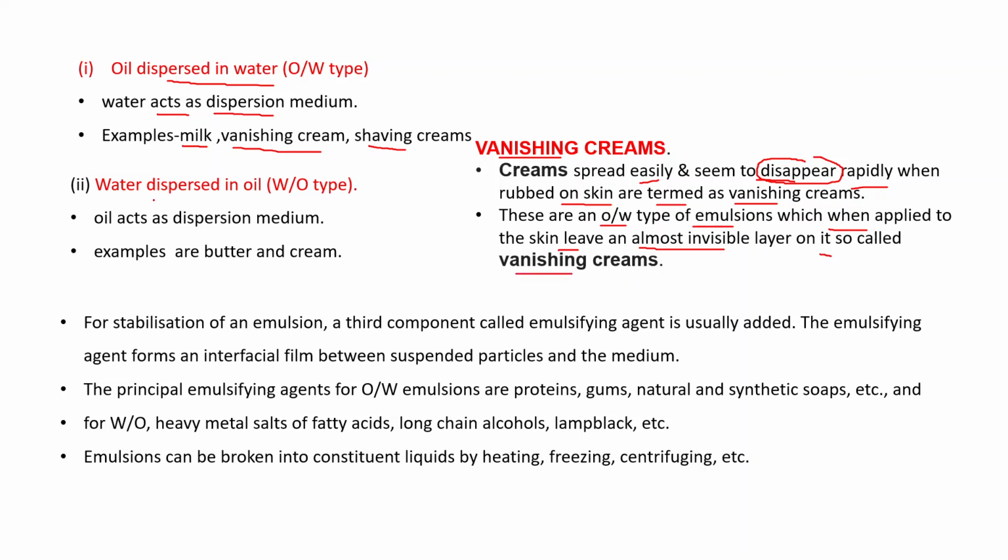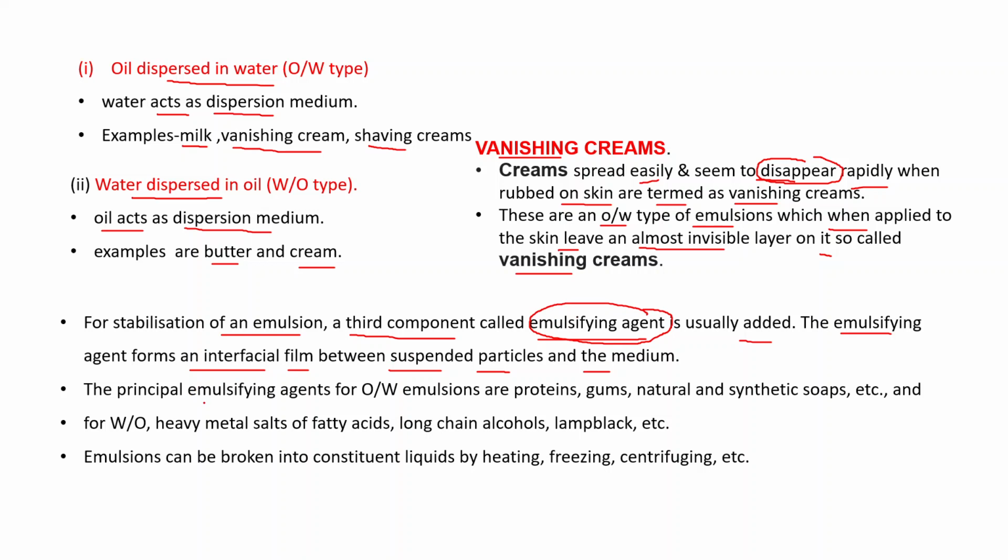Another one is water dispersed in oil. In this case, oil acts as the dispersion medium. Examples are butter and cream. For stabilization of an emulsion, a third component called an emulsifying agent is usually added. The emulsifying agent forms an interfacial film between the suspended particles and the medium. Simply, this is the third reagent required to stabilize the emulsion.